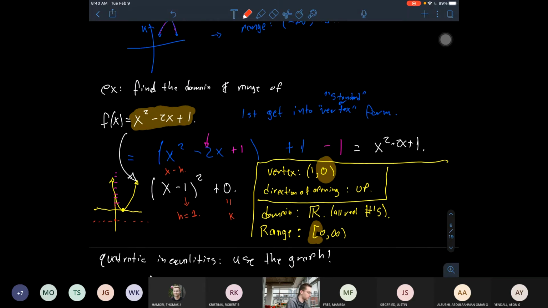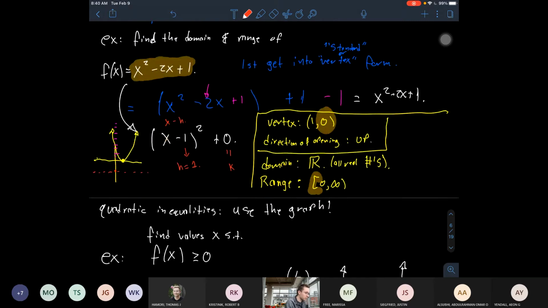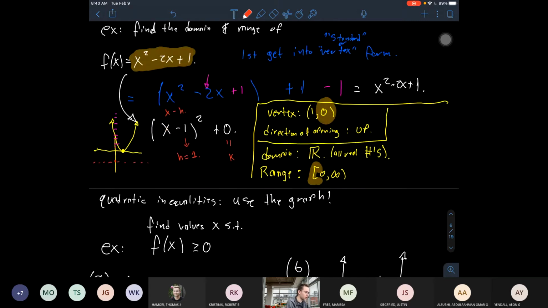Okay, so that's how we do domain and range of quadratics. Really, all we have to do is worry about the range. And the range is just going to be all the y values which are higher than the y value of the vertex if we're opening up, or lower than the y value of the vertex if we're opening down.